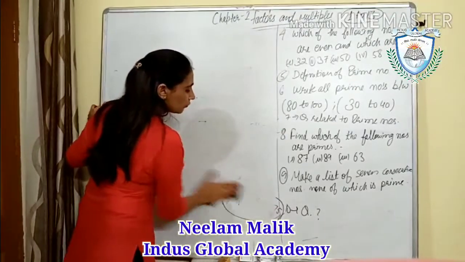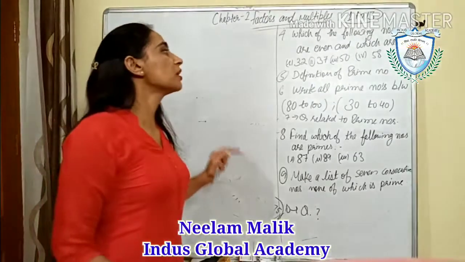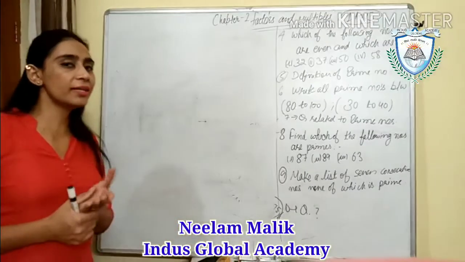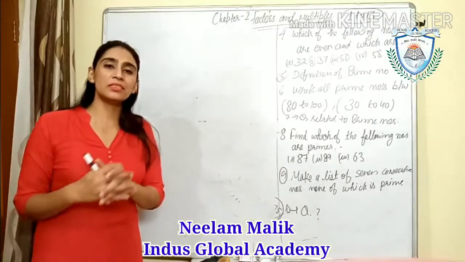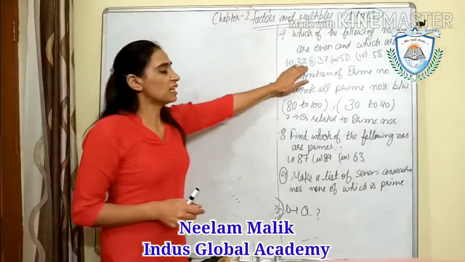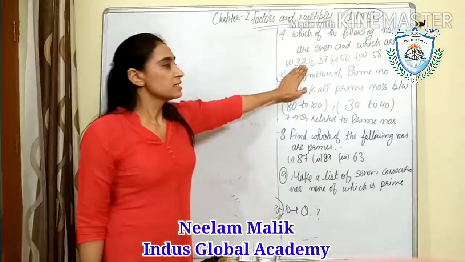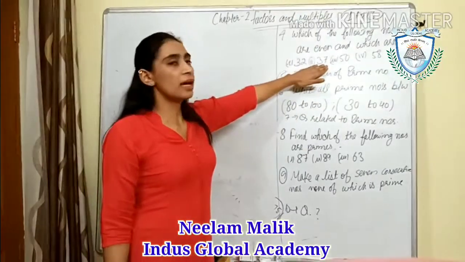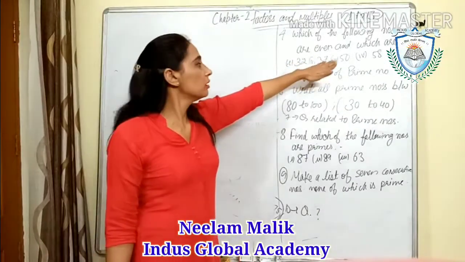In question number 4, it is given: which of the following numbers are even or which are odd? Very easy, numbers are given, we just have to write this is an even number, this is an odd number. First is 32. The last digit is 2, so this is an even number. Second is 37, the last digit is 7, that is an odd digit, so this is an odd number.